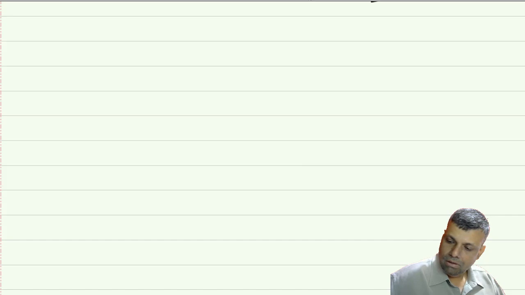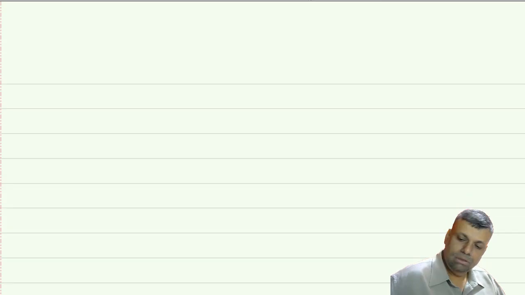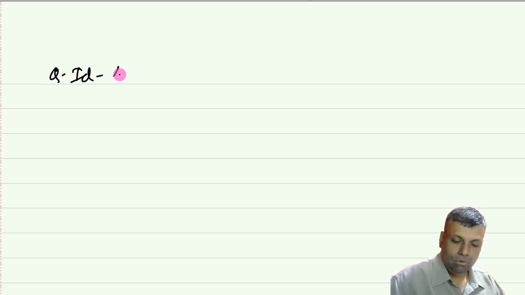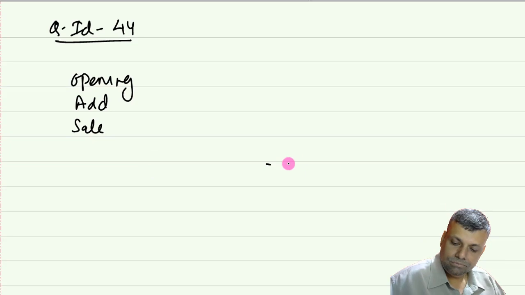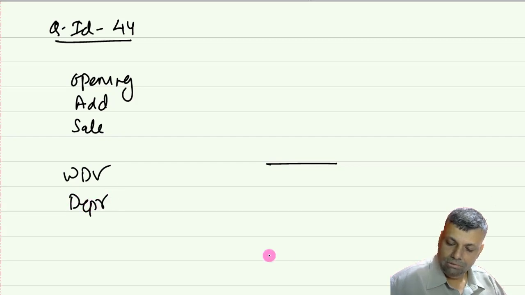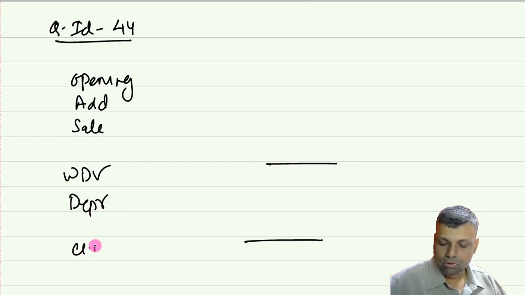Okay. So question ID number 44. You have opening, addition, sale, WDV, depreciation, then you'll have a closing WDV.